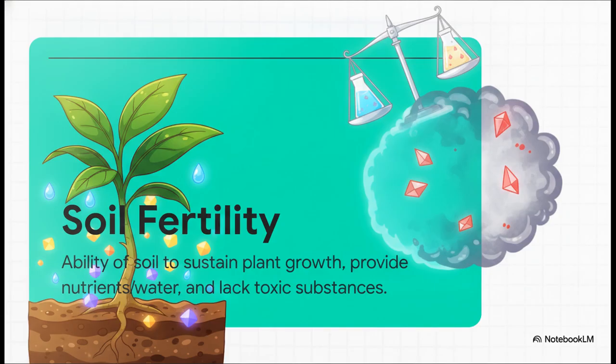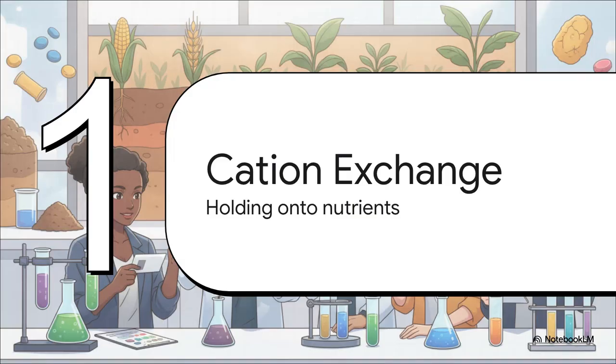Fertility isn't just about dumping tons of nutrients into the dirt. It's a super precise chemical balancing act. You're trying to provide essentials like nitrogen, phosphorus, and potassium while simultaneously keeping toxicities from elements like free iron or aluminum completely at bay. Which brings us to Section 2, cation exchange and nutrients.